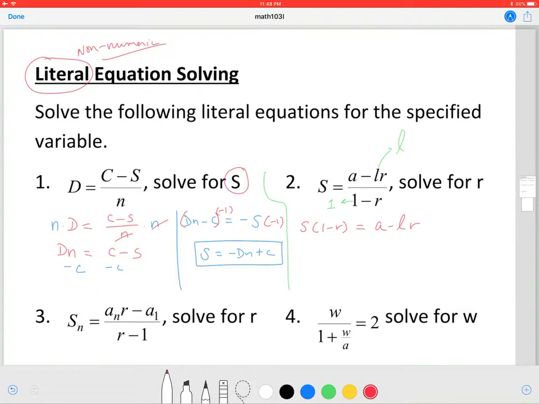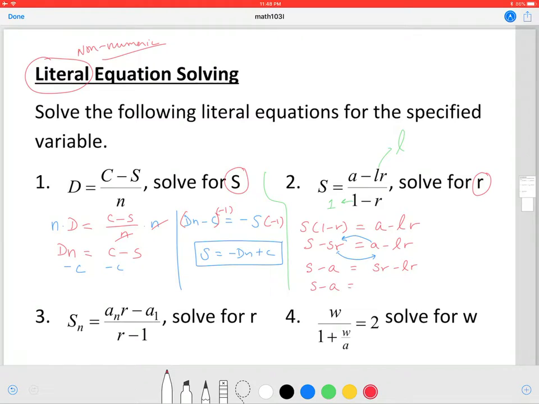I'm asked to solve for r, and here we have 2 r's. You're going to have to make that into 1 r eventually. So let's go. Distribute s on the left hand side: s minus sr is equal to a minus lr. Now I'm going to move a to this side and sr to this side, so that I can have r on one side. What that gives me is s minus a is equal to sr minus lr. Now the r's are on the same side of the equation.